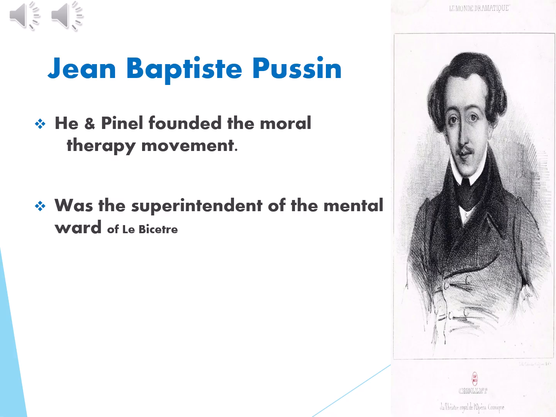Pussin was one of the two great French reformers. He worked with Pinel and actually was one of the two founders of the moral therapy movement. He was the superintendent of a particular hospital in France, the mental ward that is, of Bicêtre. And we should know that he was a superintendent, meaning that he was in charge of the day-to-day runnings of this particular institution.